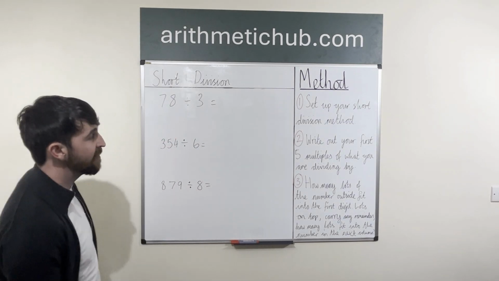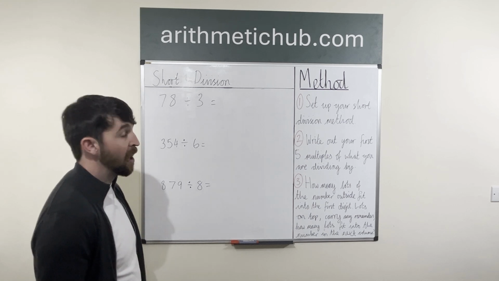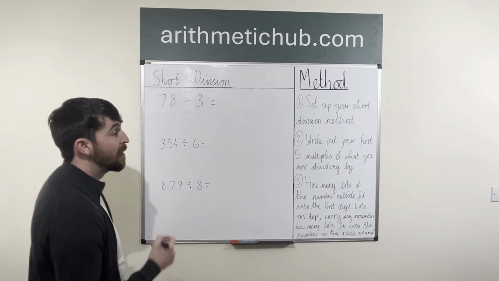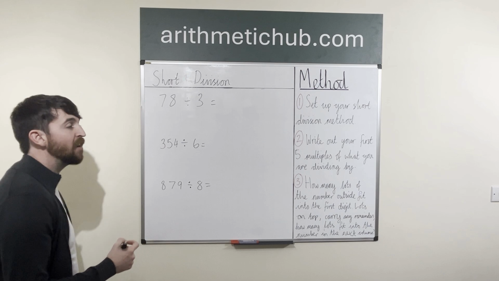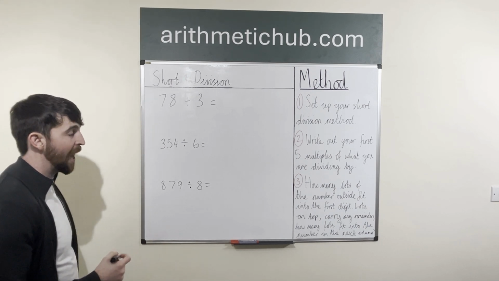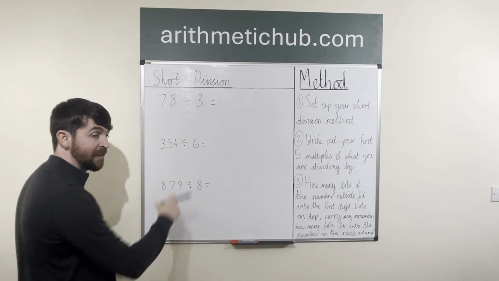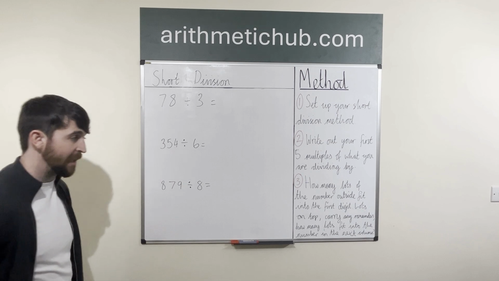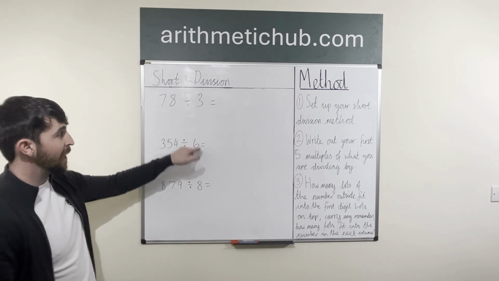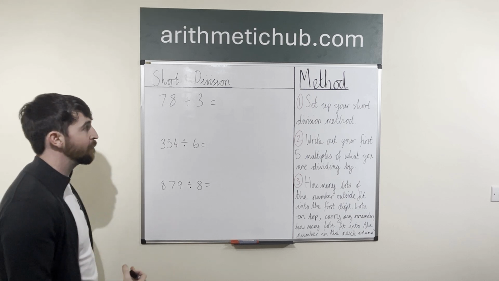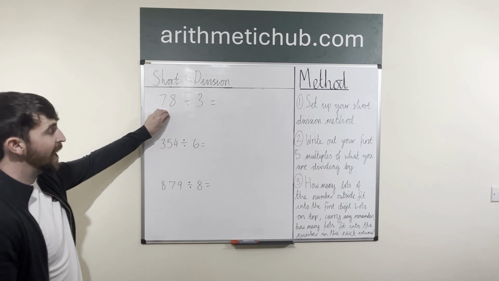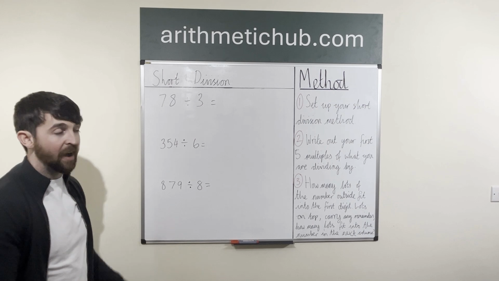The first thing says, set up your short division method. I'm going to show you how to do that in a second. Next it says, write out your first 5 multiples of what you are dividing by. So what I'm dividing by here is 3, what I'm dividing by here is 6, and what I'm dividing by here is 8. It's the last number, the one number we're dividing by. This is the number that's being divided, this is the number that you are dividing by.